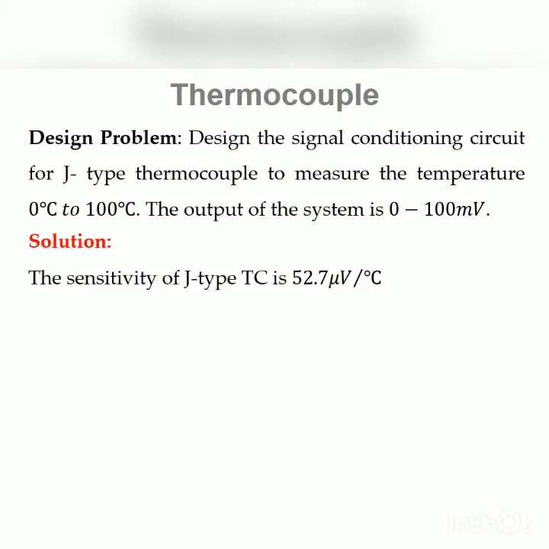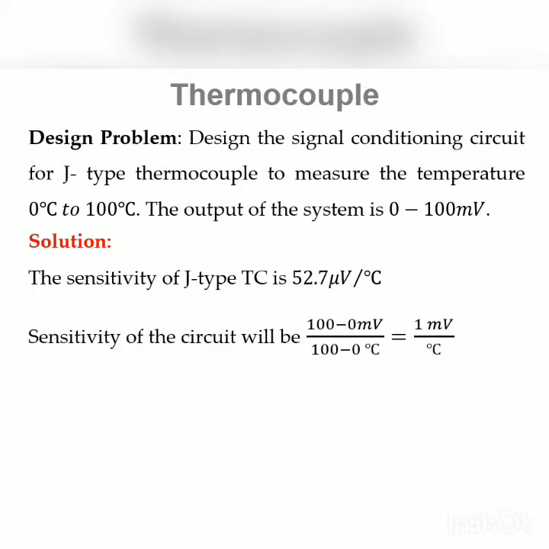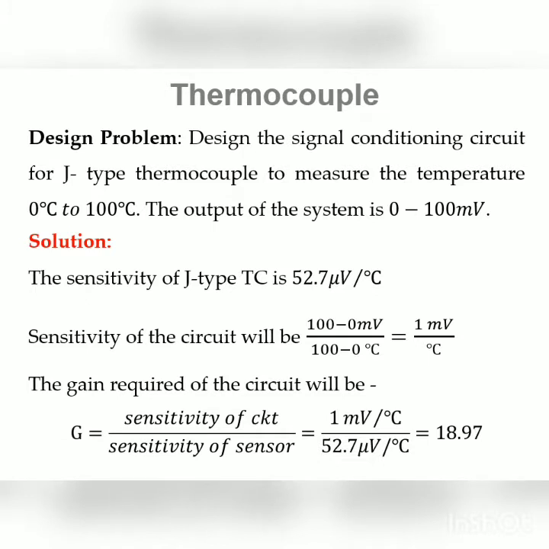Now coming to the solution, first of all we have to consider the sensitivity of the J-type thermocouple, which is 52.7 microvolts per degree Celsius. Now, from the design statement, we can say that the sensitivity of the design circuit should be (100 minus 0) millivolt upon (100 minus 0) degrees, and that comes to 1 millivolt per degree Celsius.